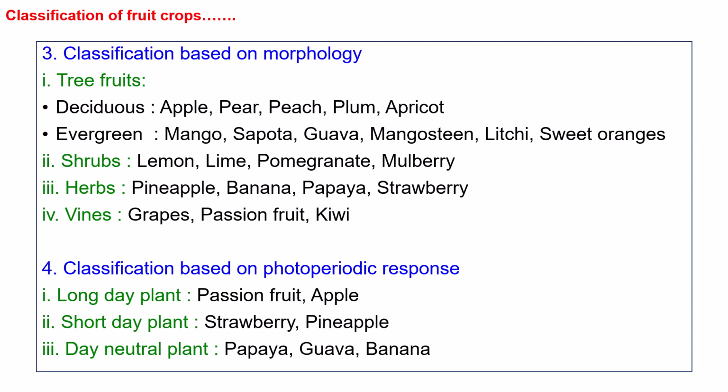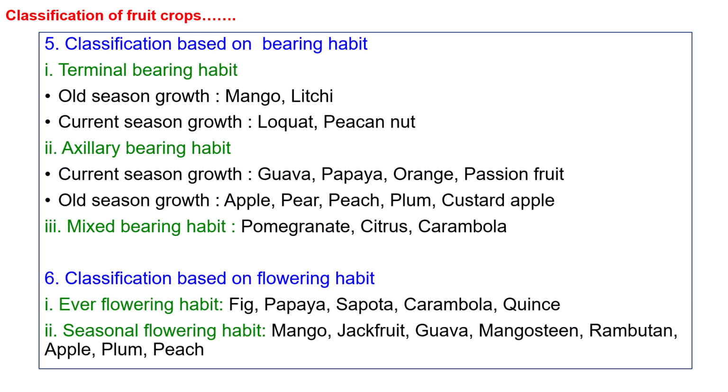with the vine fruits. Then classification based on photoperiodic response, like based on the photoperiodic requirement, like long day plants, example passion fruit, apple; short day plants, strawberry and pineapple; and day neutral plants where the light period doesn't have any effect. So such fruit crops, example papaya, guava and banana.